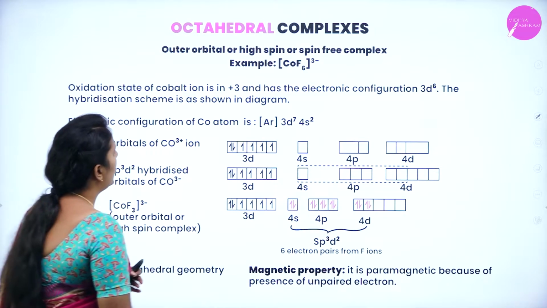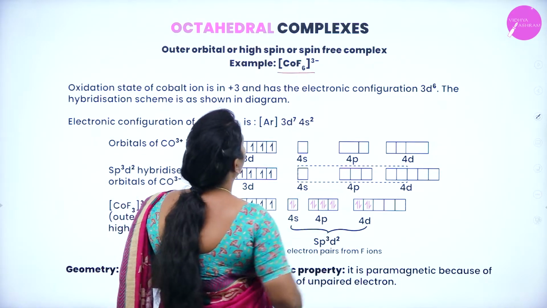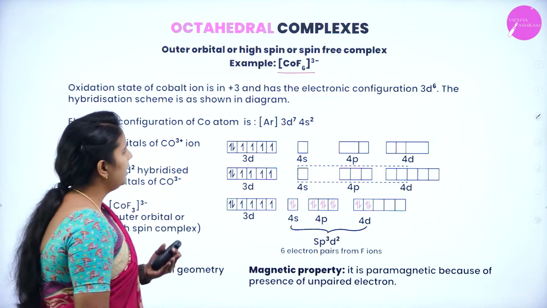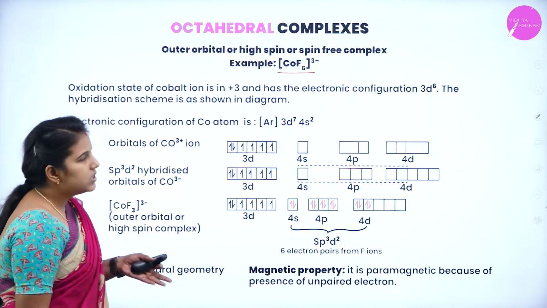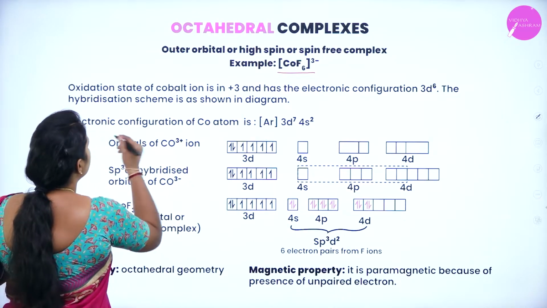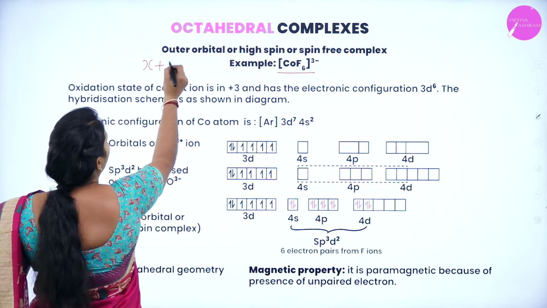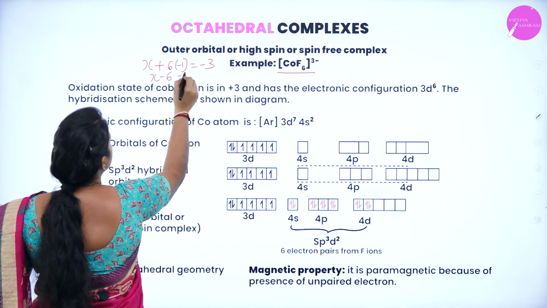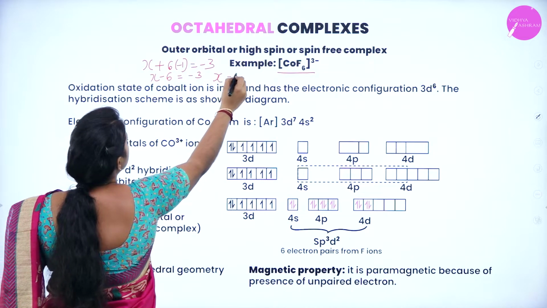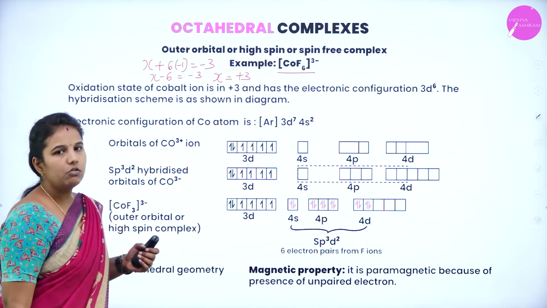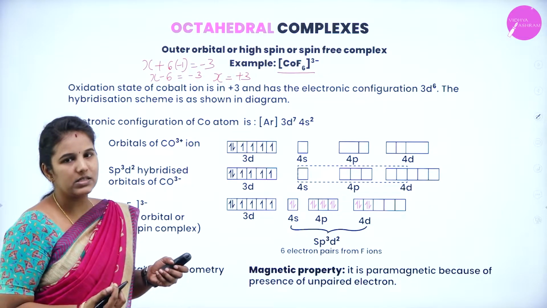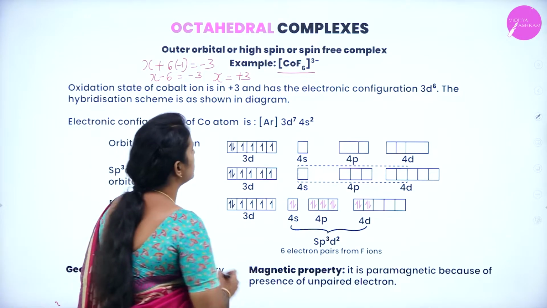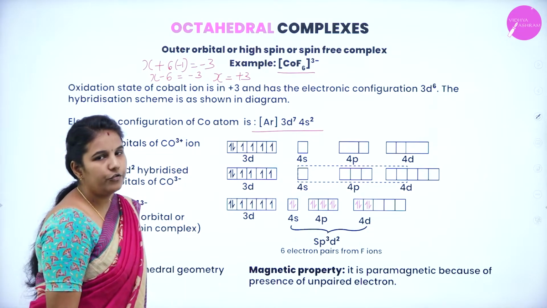So we have the complex CoF6 3-, which is hexafluoridocobaltate(III). How to calculate the oxidation number? I'll consider x plus 6 into -1 equals -3. So x minus 6 is equal to -3 and x is equal to +3. What is the oxidation state of cobalt here? +3. Cobalt has 27 electrons and the electronic configuration is argon 3d7 4s2.